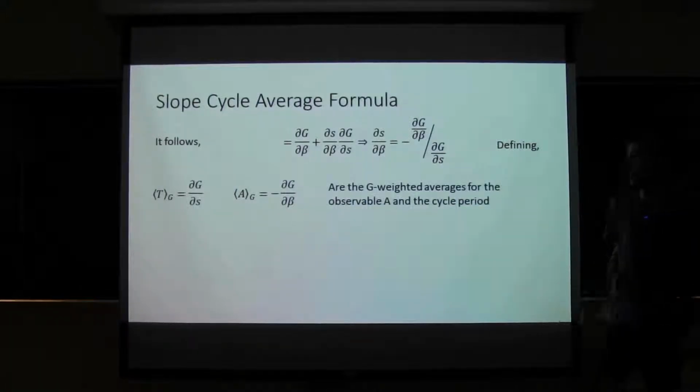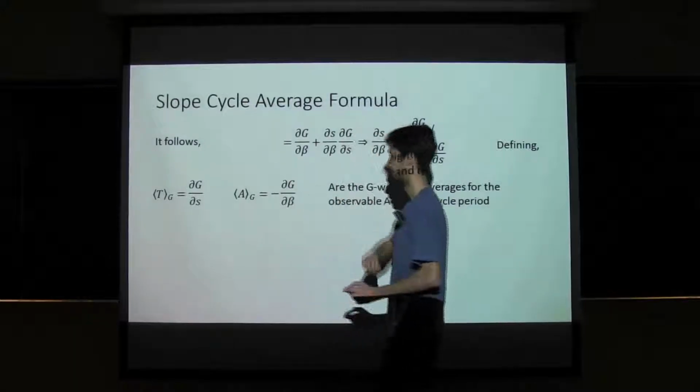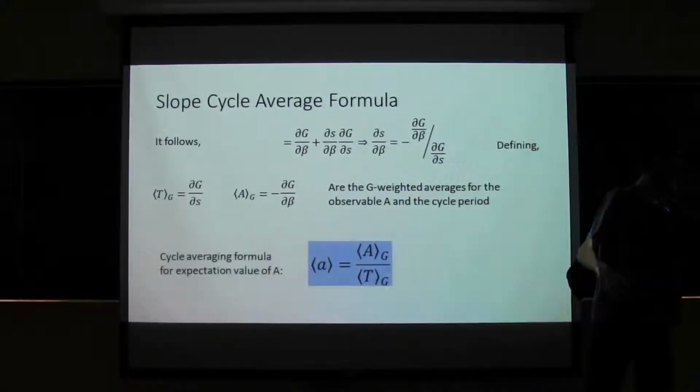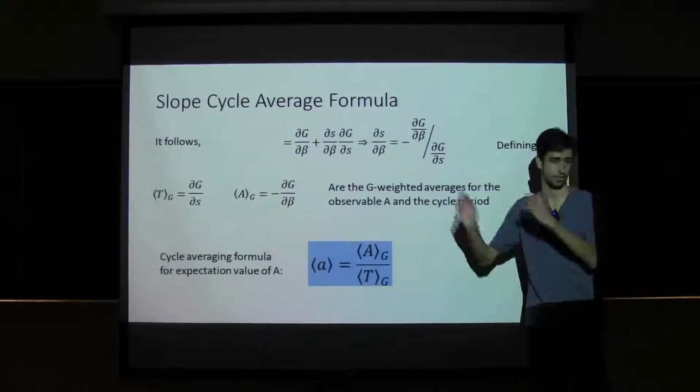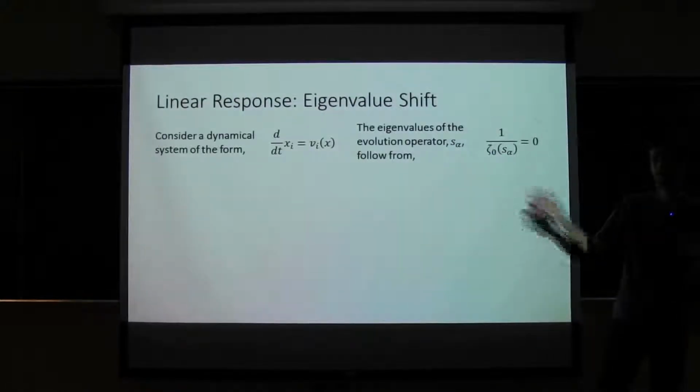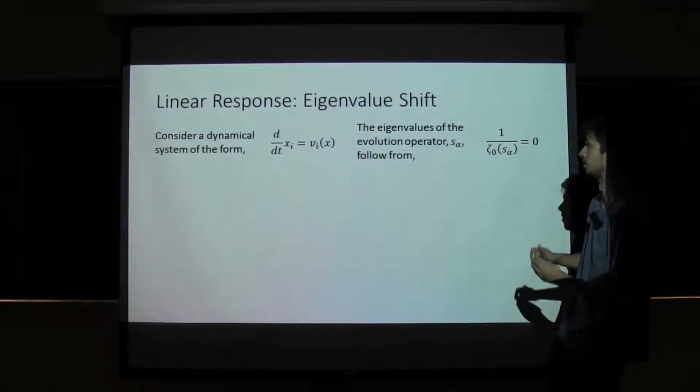Continue. And you can get the G weighted averages for the mean cycle period and this observable A. And the cycle averaging formula for the expectation value of A. This is all just straight from Chaos Book. And so now looking at what this project will actually be about, linear response.